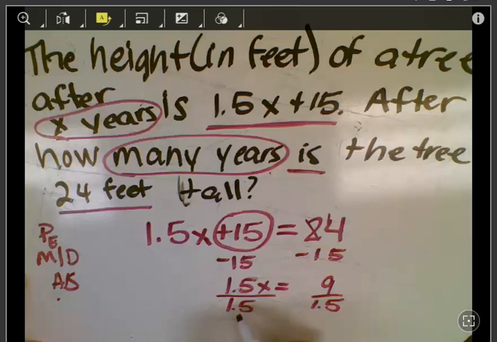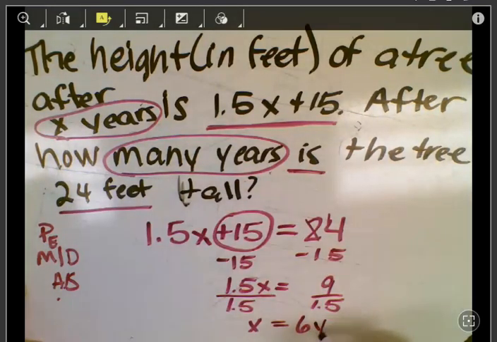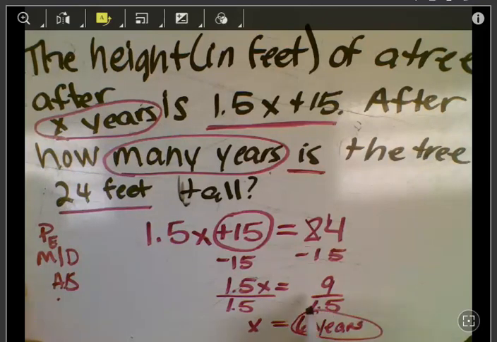In doing that, these will cancel and become 1, because 1.5 over 1.5 is 1, and we got x equals 9 divided by 1.5, which is 6. So there are 6 1.5s within the number 9. 1.5 and 1.5 is 3, and then 3 more sets of those to make the 9. And then we'd go back to label that. So it would be 6, and we go back: how many years? It would be 6 years. And you would label that to answer the question: after how many years is the tree 24 feet tall?